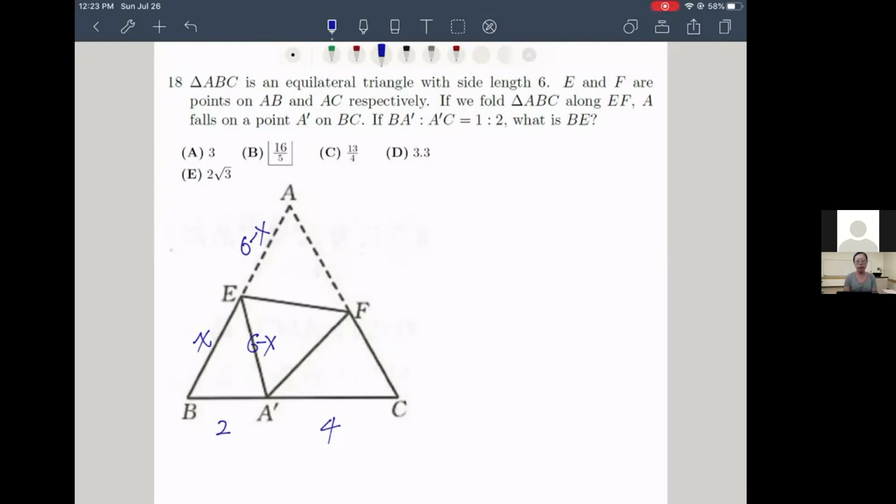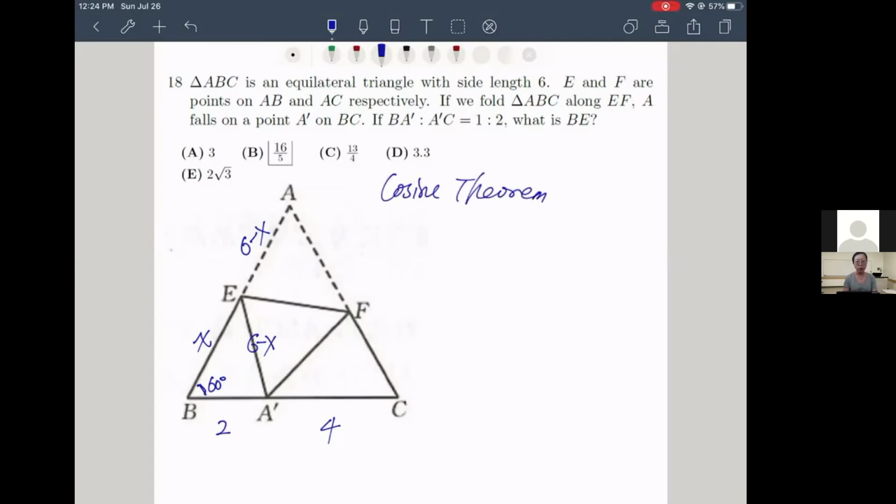Now look at this angle B. It is not arbitrary. This is from an equilateral triangle, which means that it is 60 degrees, right? This is so special. And also in triangle A prime BE, we know the 3 side lengths. I mean, 2 of them are functions of X. So we have 2, X, 6 minus X. So if you know the cosine theorem, that would be very easy.